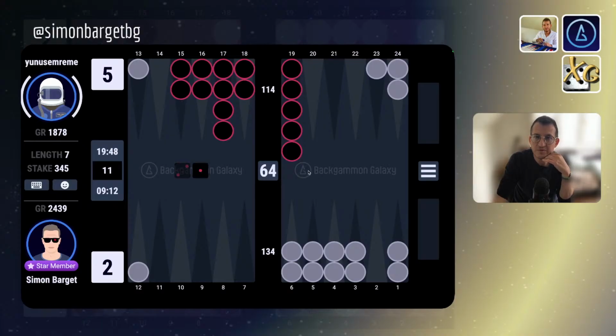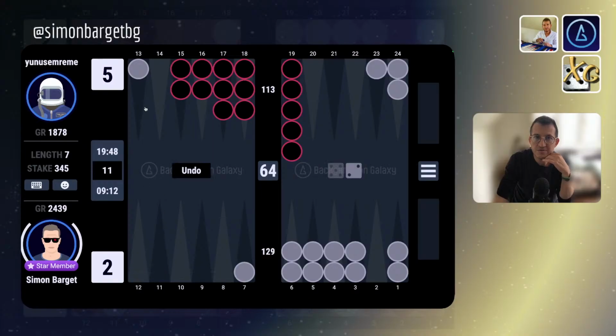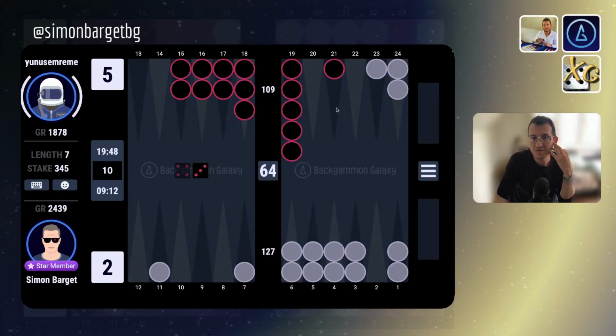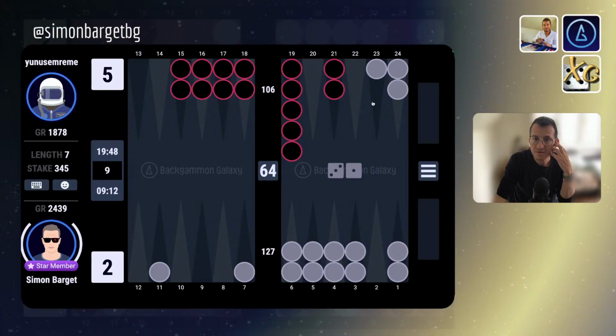So the cube has very little value for him. But it has no value for me because of the position. I suppose I have to come up.